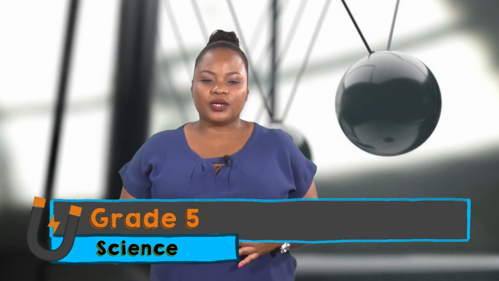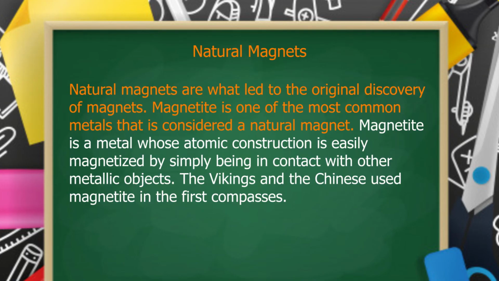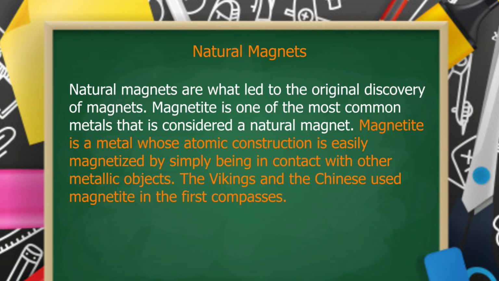Let's now look at what are some natural magnets. Natural magnets are what led to the original discovery of magnets. Magnetite is one of the most common metals that is considered a natural magnet. Magnetite is a metal whose atomic construction is easily magnetized by simply being in contact with other metallic objects. The Vikings and the Chinese used magnetite in their first compasses.